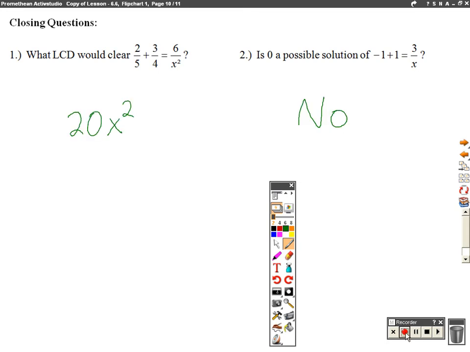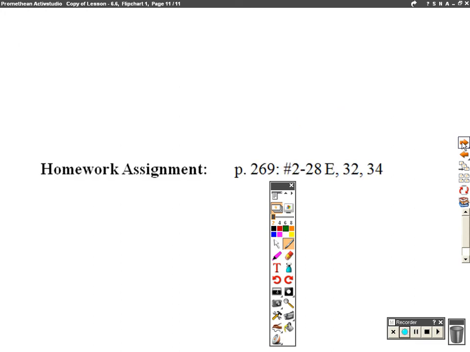First one is 20x squared, and the second one is no because you would have 0 in the denominator. Your homework, if you want to get a head start on it, is 16 problems, 2 through 28 even, 32 and 34.